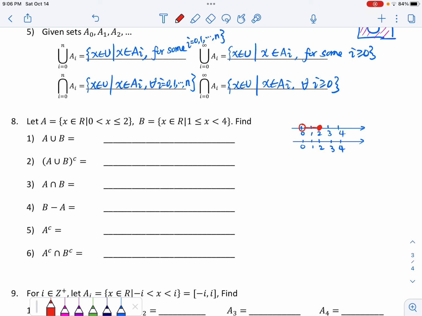The solid point means included. The open circle means exclude that point. So you see all the X in between 0 and 2, including 2, that's what I'm shading. So that represents the set A.